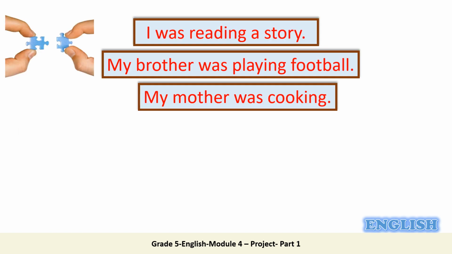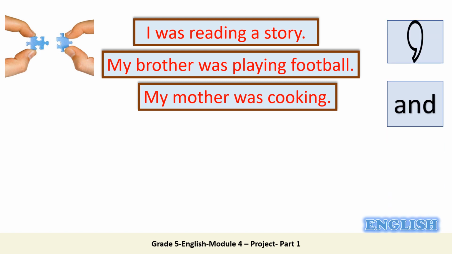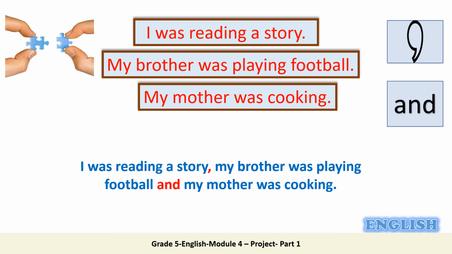Read these three sentences. I was reading a story. My brother was playing football. My mother was cooking. Try to connect these three sentences using comma and and. Very good. I was reading a story, comma, my brother was playing football, and my mother was cooking. And here we used and before the final item.